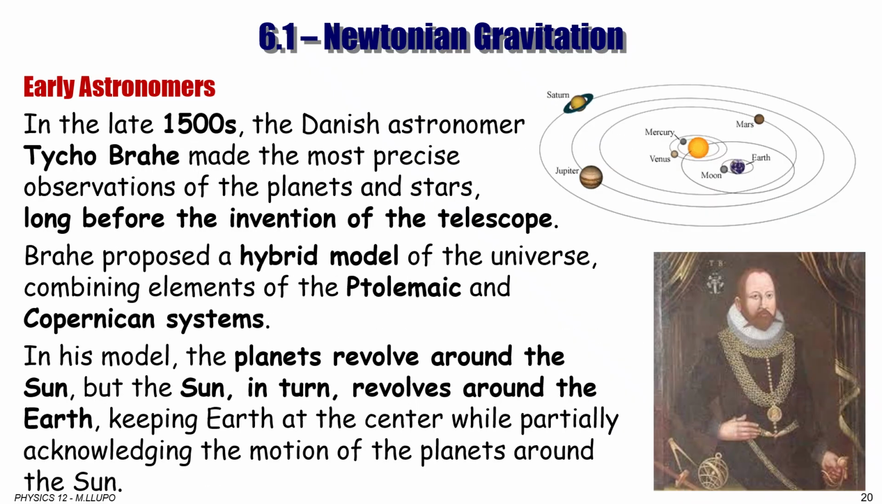In the late 1500s, Danish astronomer Tycho Brahe made the most precise observations of the planets and stars long before the invention of the telescope. Brahe proposed a hybrid model of the universe, combining elements of the Ptolemaic and Copernican systems. In this model, planets revolve around the Sun, but the Sun in turn revolves around Earth, keeping the Earth in the center while partially acknowledging the motion of the planets around the Sun.